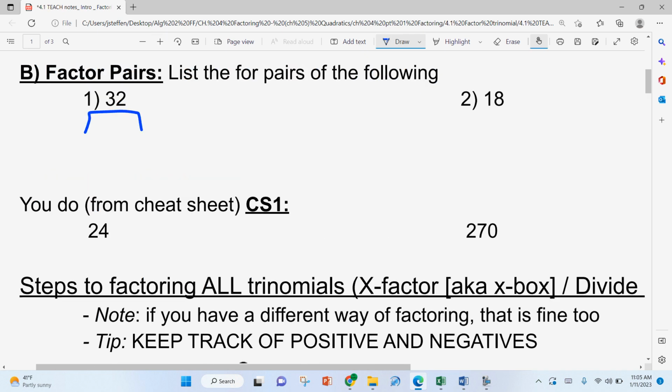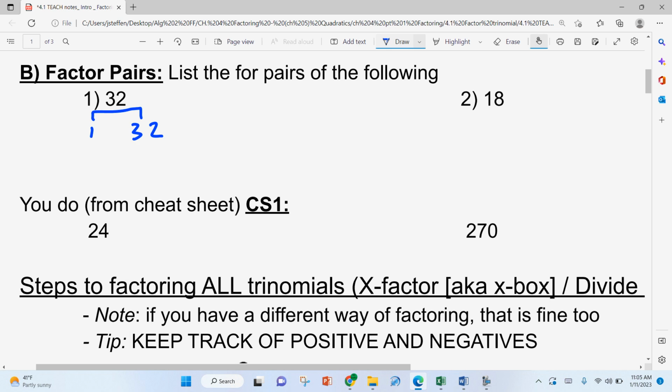So make a little bracket with my 32. And then I list all of the numbers that multiply to be 32, but I go in order. So I start with 1. 1 multiplied by what number is 32? Well, 1 times 32. And that's one that when people don't do it this way, a lot of people forget that one. And that's really an easy one.